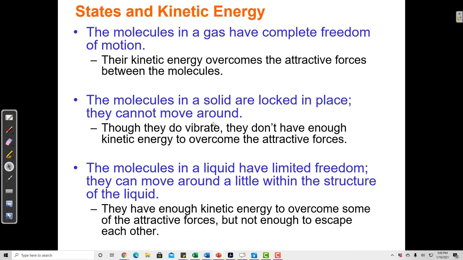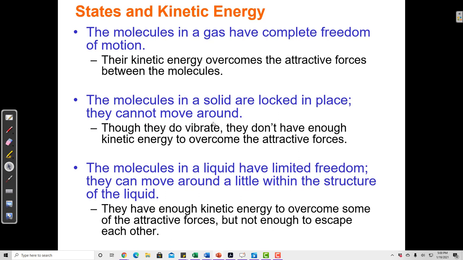So molecules in a gas have complete freedom of motion. That means their kinetic energy is so high, they're moving so quickly, that the particles might have some attractive force, they might be sticky to each other, but they're moving so quickly that they overcome that stickiness. Molecules in a solid are locked in place and they cannot move around.